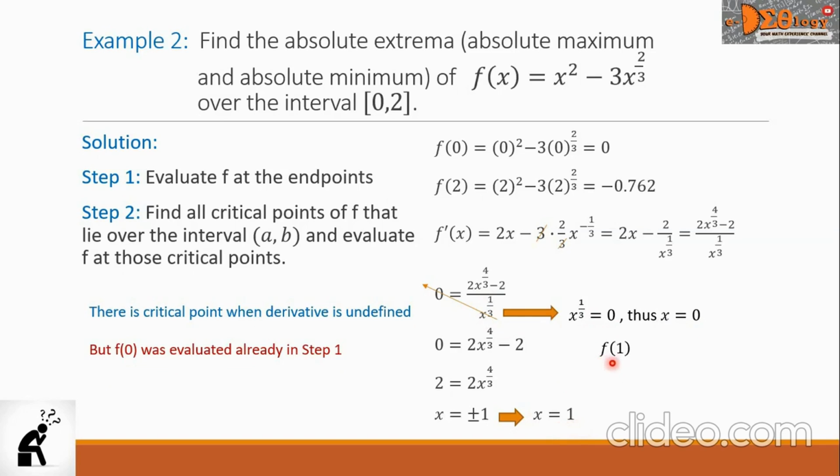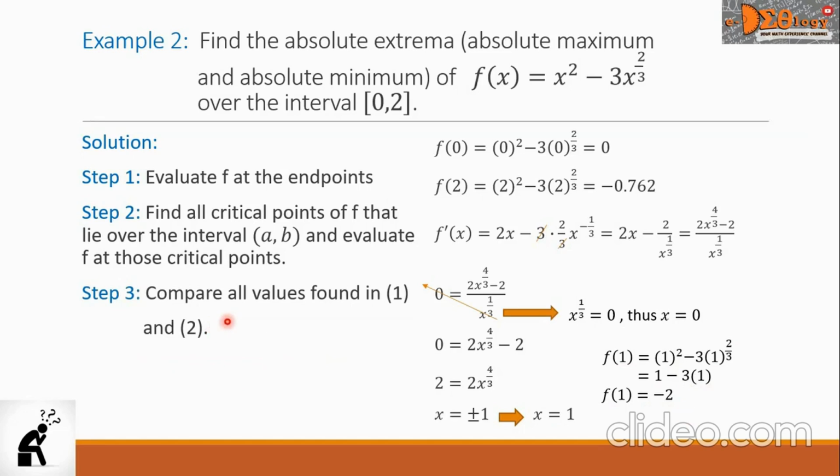So we have f of 1 equal to 1 squared minus 3 times 1 raised to 2 over 3. This 1 squared is 1 minus 3 times 1. This 3 times 1 is 3, and 1 minus 3 is simply negative 2. So f of 1 is negative 2.